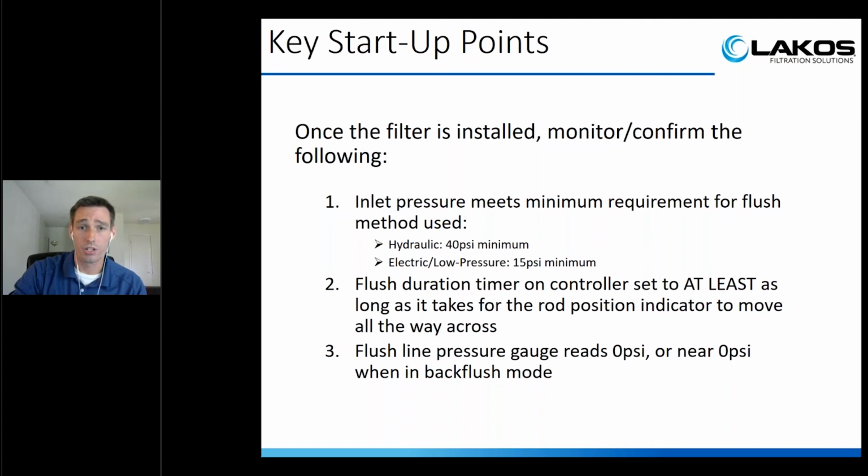The flush duration timer on the controller. We talked about that indicator on the piston, that black indicator that slides back and forth. That's what shows you the position of the internal particle remover rod. So the time that it takes to slide all the way across, that should be what your flush duration on the controller is set to at a minimum. So if it takes 15 seconds for it to slide across, set the purge to 20 seconds. Give yourself a little buffer room there.